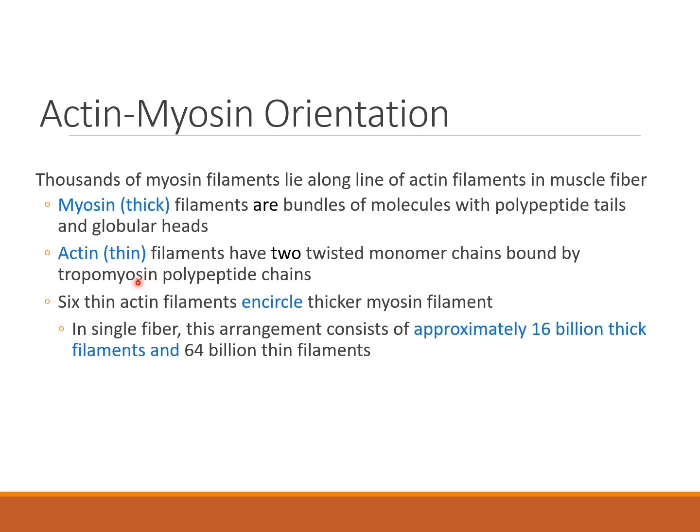Six actin filaments encircle one thicker myosin filament. So we have lots of actin surrounding one myosin. In a single muscle fiber, we actually have about 16 billion thick filaments and 64 billion thin filaments. This is just a fun fact for you, but you can see that there's an enormous amount of filaments that exist within one single muscle fiber.